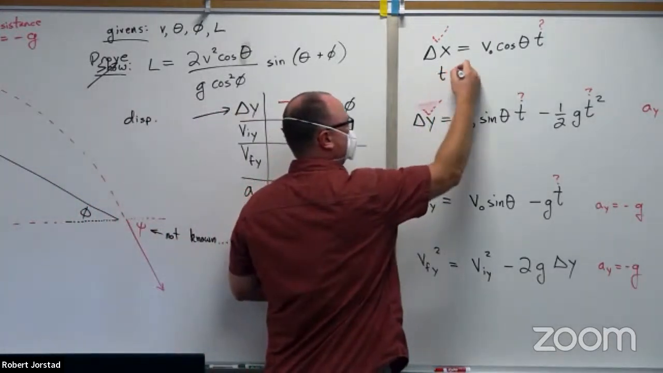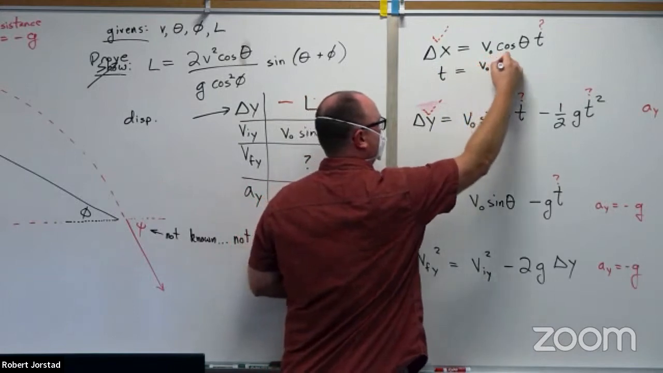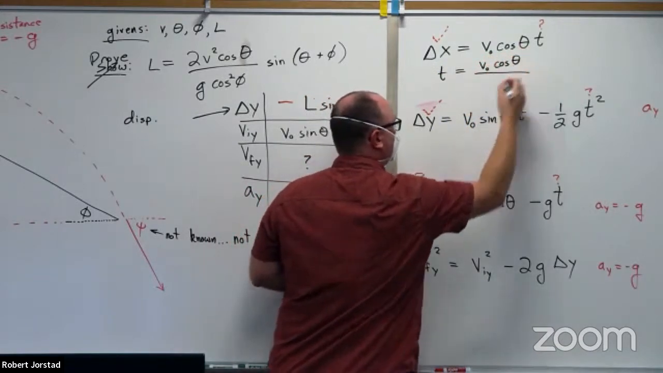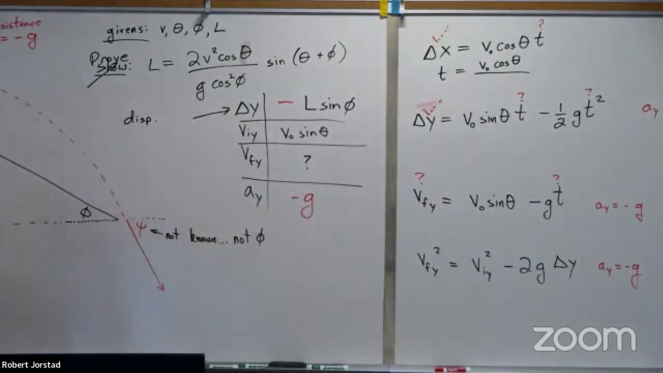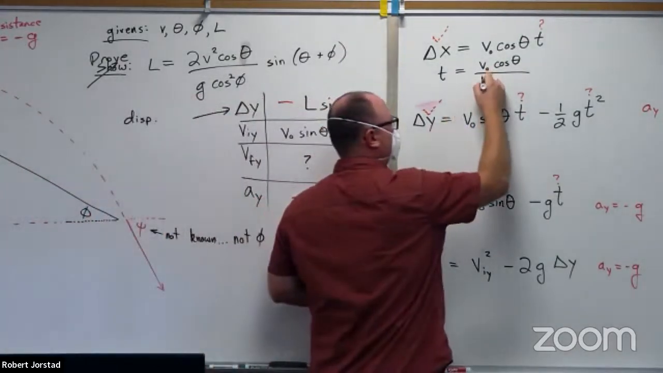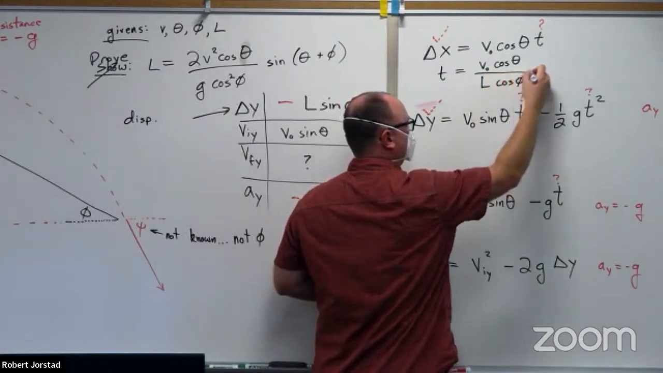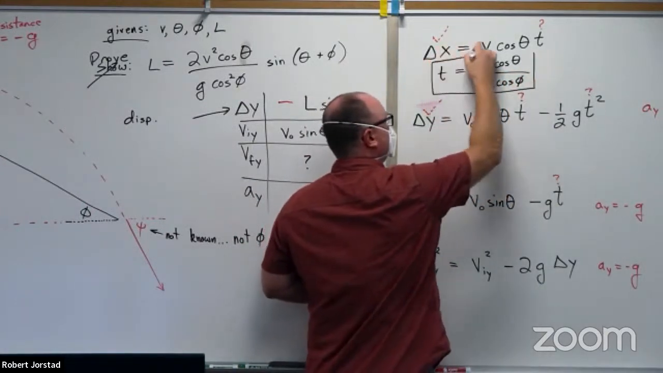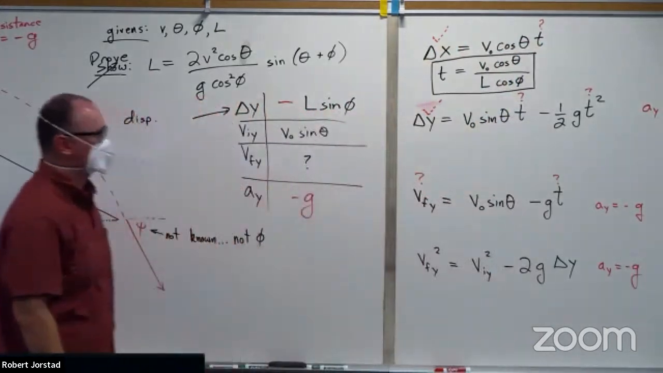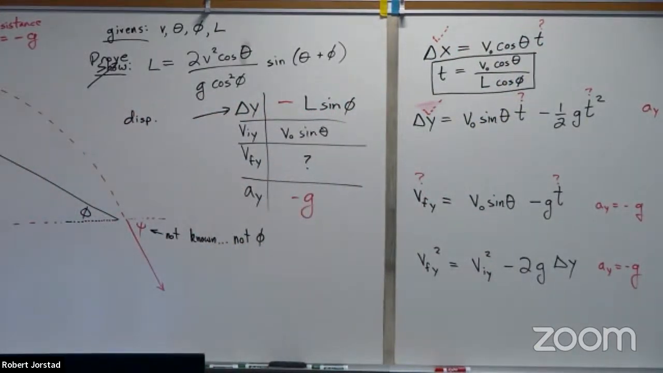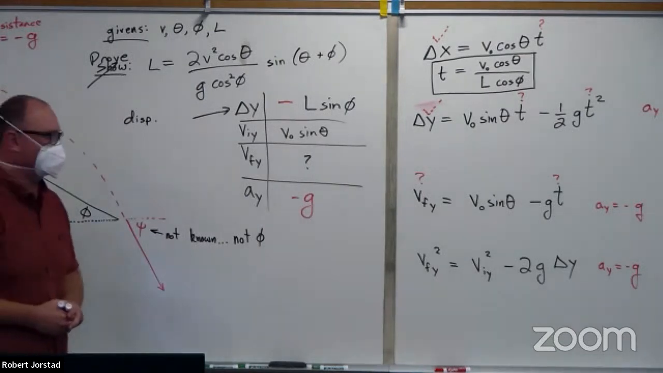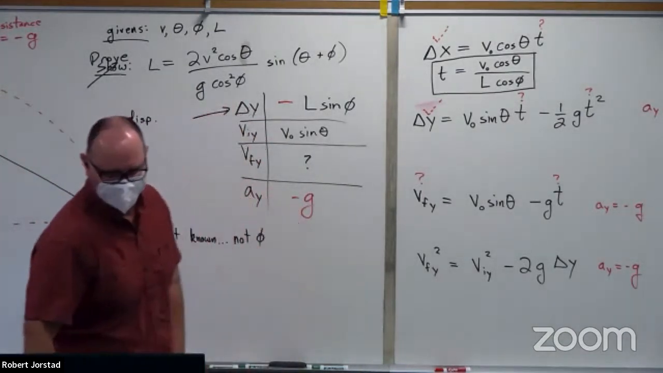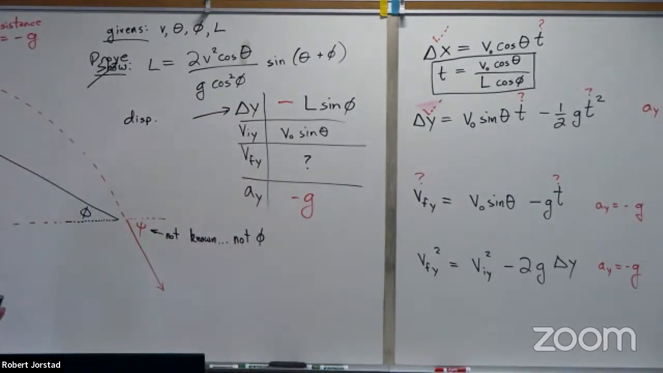So in this case, t is equal to, what was delta x? L cosine phi. All right, we're getting close, right? Now that we know time, what could we do? Plug that in for the y equation. Okay, let's see what that does for us.